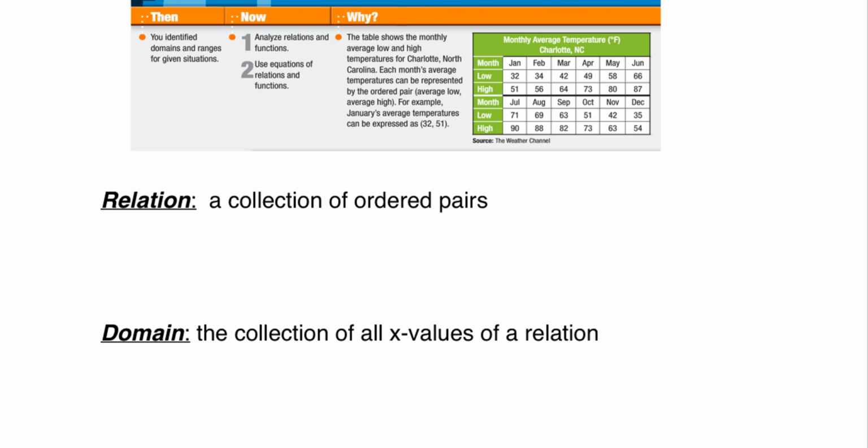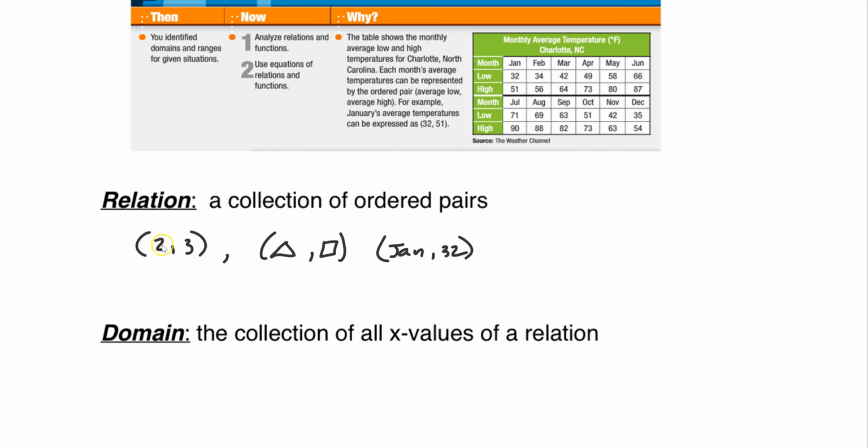Anyway, relation. A relation is a collection of ordered pairs. So it could be anything. Most times we know this as numbers like (2, 3). But it can also be symbols, like triangle and square. It could be stuff like January and 32.